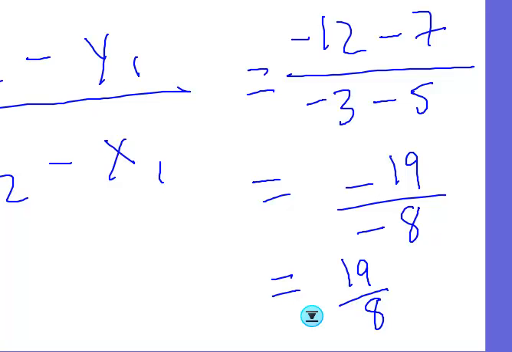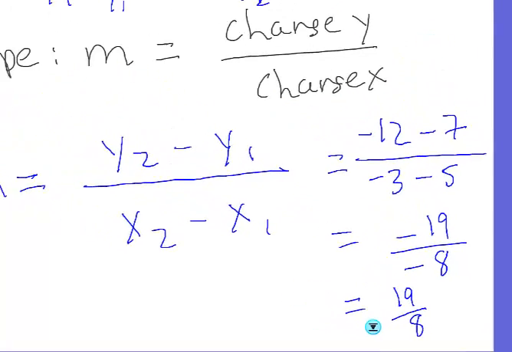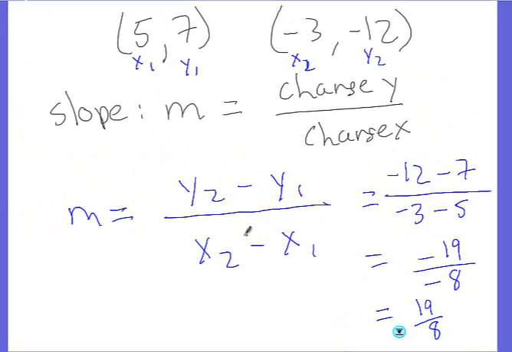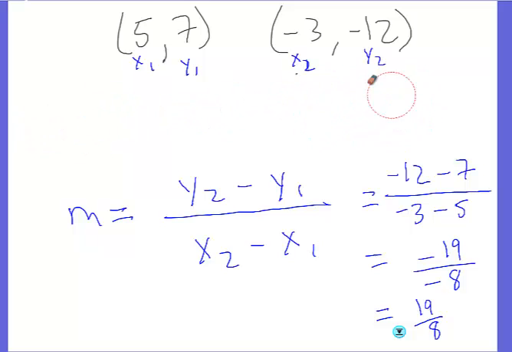Okay. Now, the question kids always ask is, does it matter which coordinate is first, which coordinate is second? And the answer is technically no. Okay. As long as you do y2 and x2 coming from the same coordinate, you're fine. All right. And just to show you that it's true, let's just flip-flop it. Let's say that this is x2, y2, x1, y1, right? And if we're right, we'll get 19 over 8.